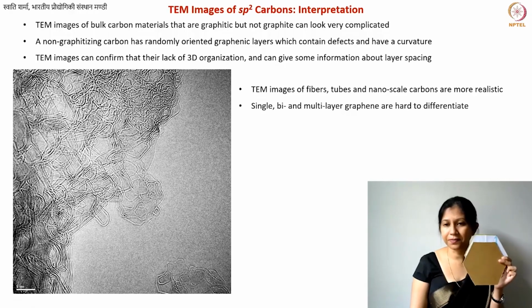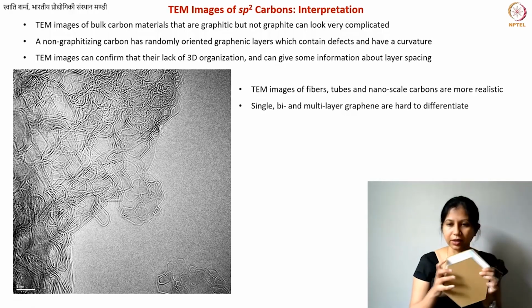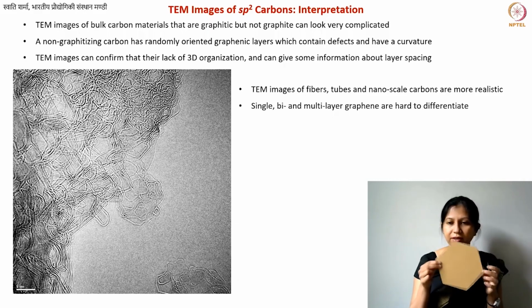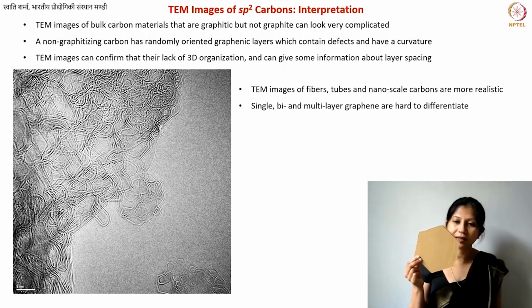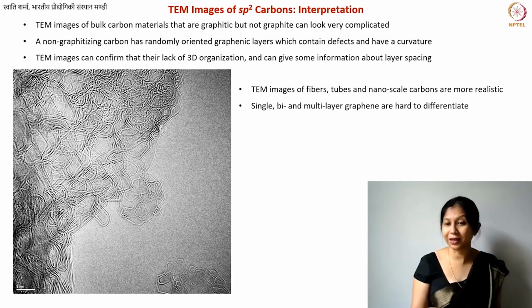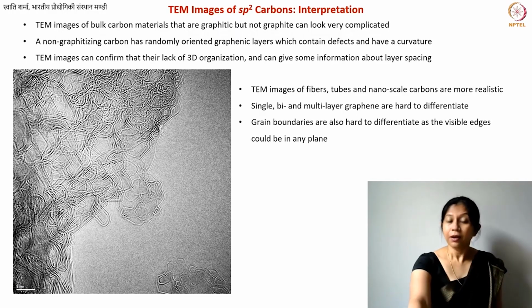You're looking at this, and it's hard to say what it is. Let's say you have bilayer graphene, but it looks like this. Then you might end up thinking that this is single layer, but it is not the case. So this is something you also need to understand.